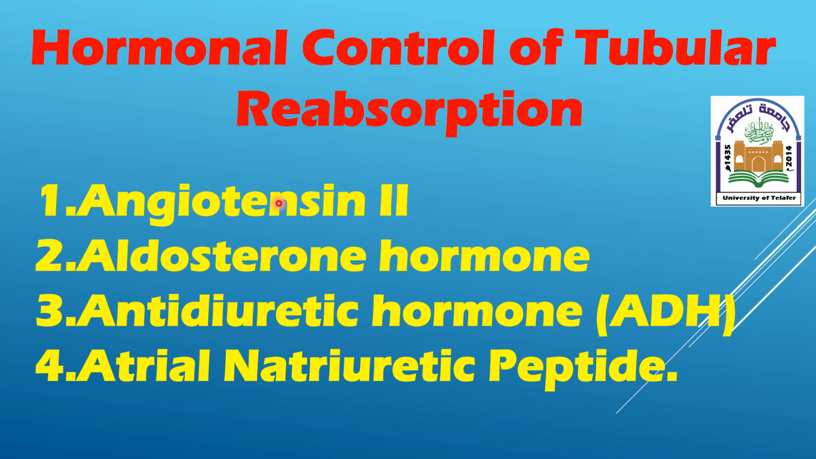Angiotensin II increases water and electrolyte reabsorption. Aldosterone increases sodium reabsorption. Antidiuretic hormone increases water reabsorption. Atrial natriuretic peptide is a hormone secreted by the heart. It decreases water and sodium reabsorption. It increases water and sodium loss in the urine.